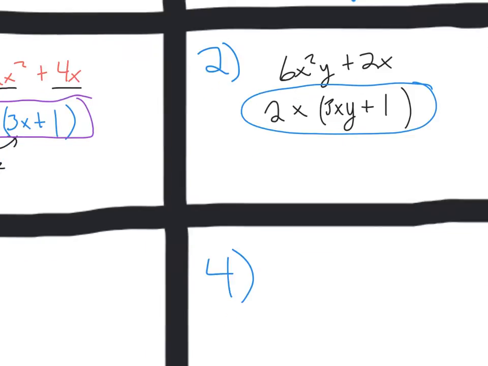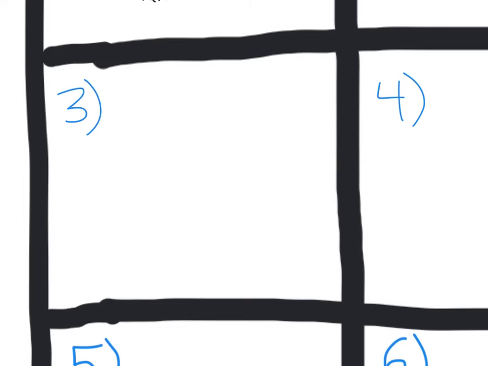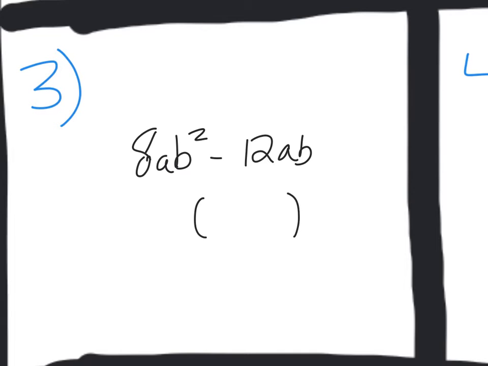Moving right along, jumping to number 3. We can play that same kind of game here with 8ab squared minus 12ab. Okay, so set up your parentheses because you know you're going to be pulling something out. First I look at the coefficient. What's the greatest common factor of 8 and 12? It's going to be a 4.